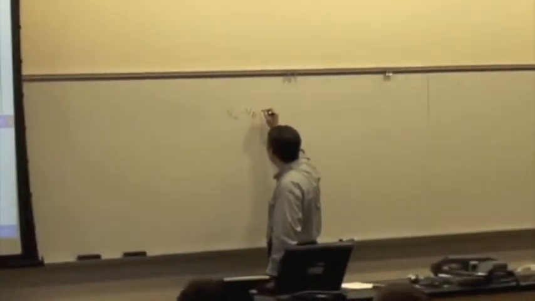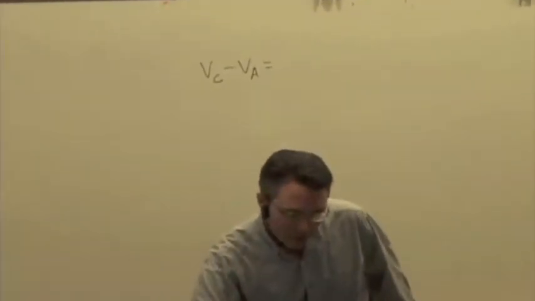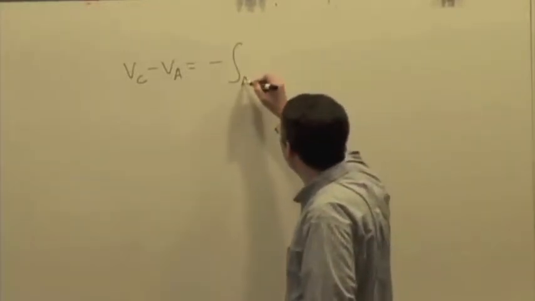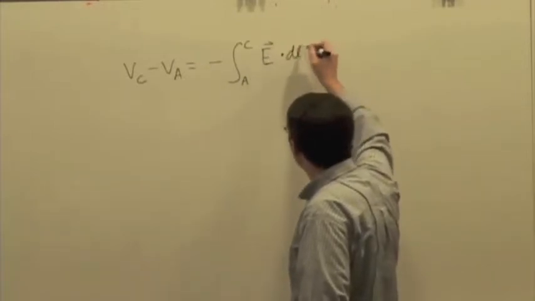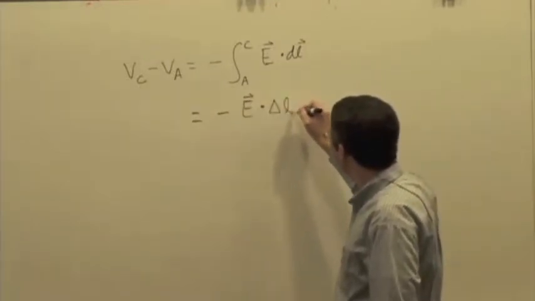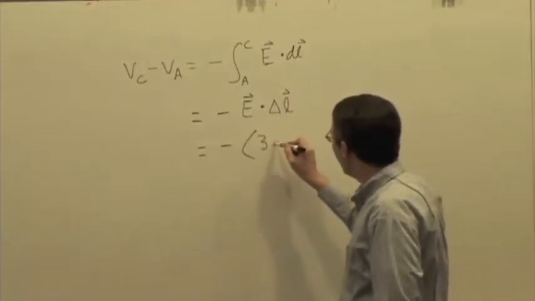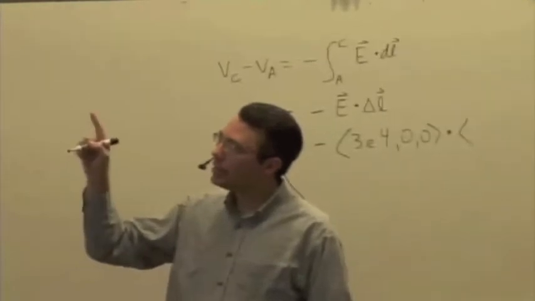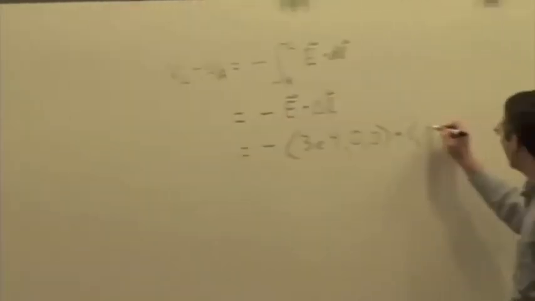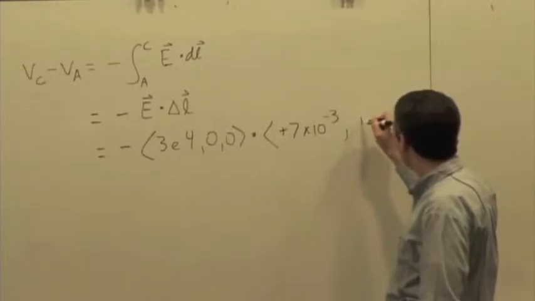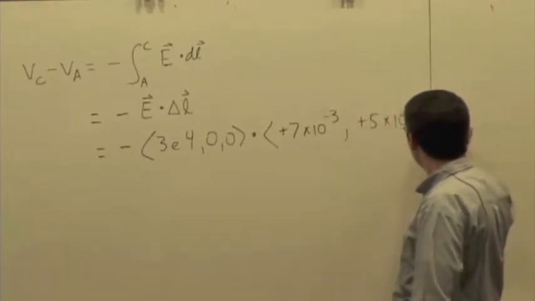The potential difference is a dot product. So we have VC minus VA, and the most exact definition is the negative integral of E dot dl, in this case from A to C. But the electric field is uniform here, so this boils down to just negative E dot delta L. So you have negative 3 times 10 to the 4th, 0, 0, dotted with a path going from A to C. That path has an X component of positive 7 times 10 to the minus 3 meters, and a Y component of positive 5 times 10 to the minus 3 meters, comma 0.